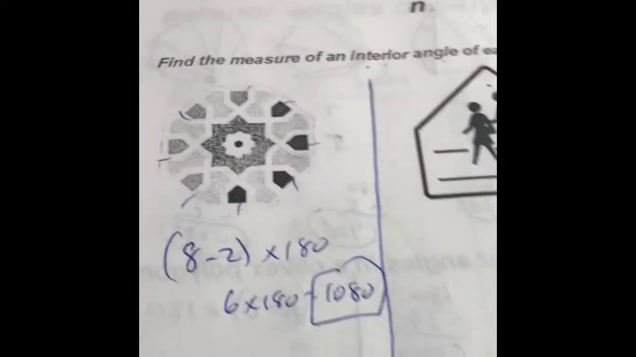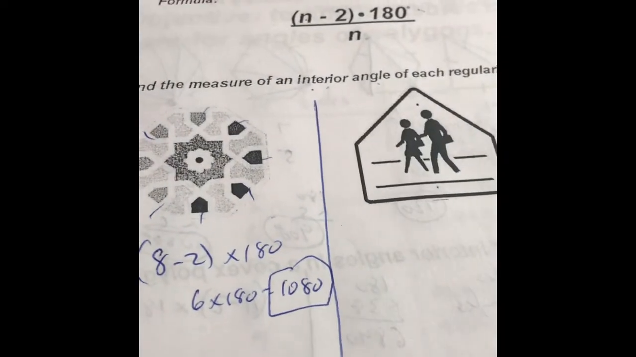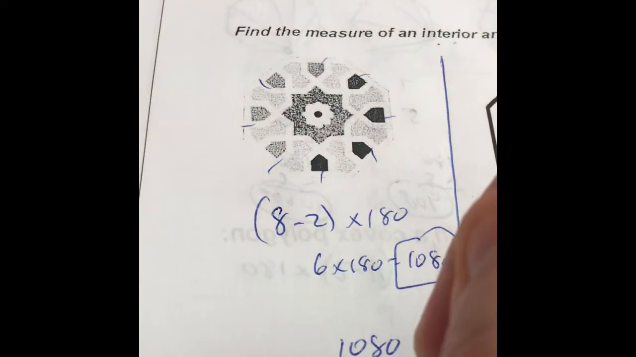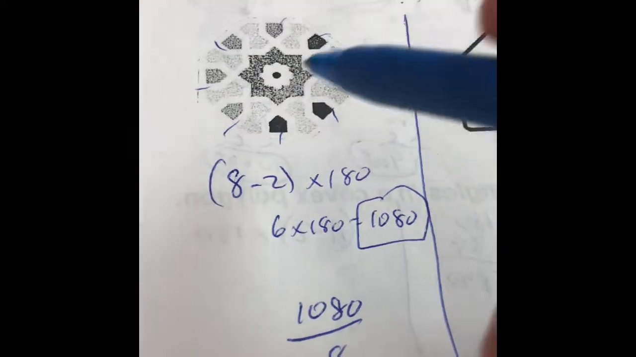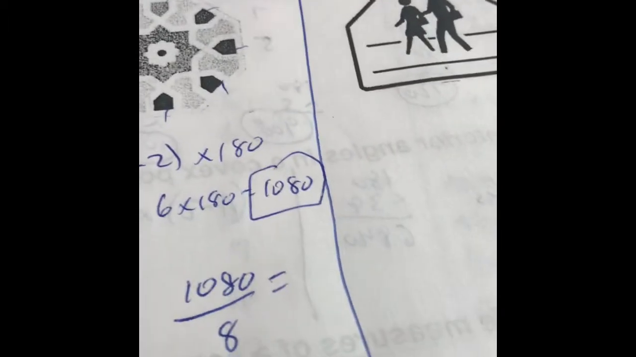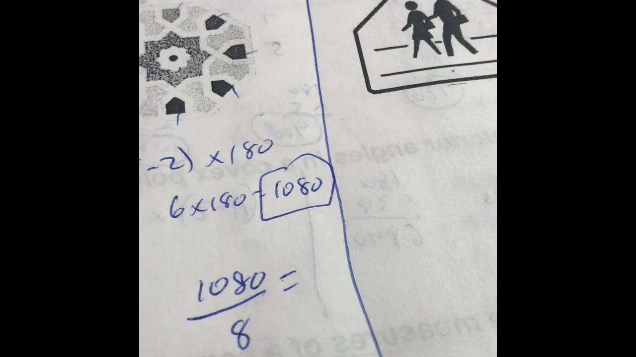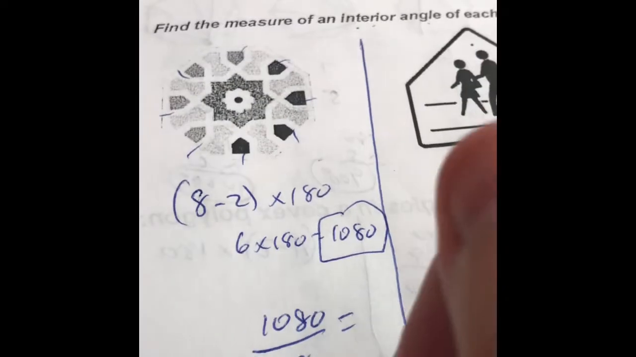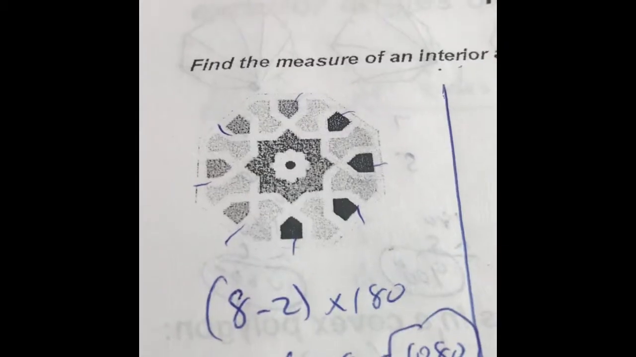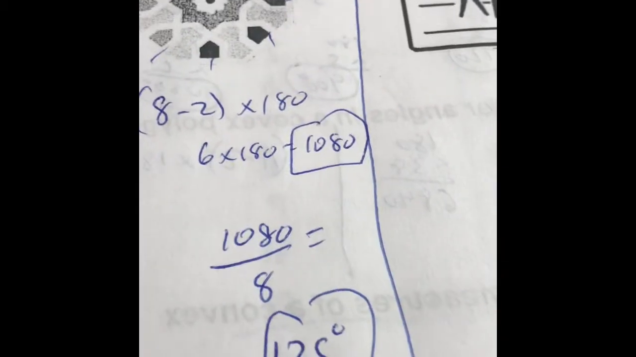But I don't want the total number of degrees. I want one angle. So I'm going to now take my 1,080 and divide it by 8 because there are 8 sides in that shape. So when I divide 1,080 by 8, you're going to get 135 degrees. So each angle in that octagon is 135 degrees.